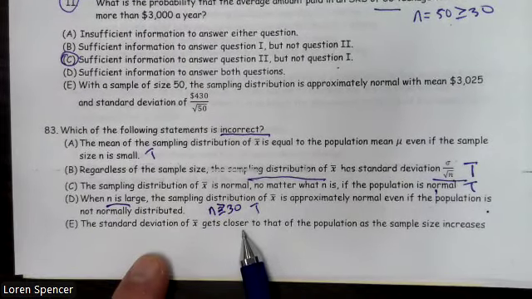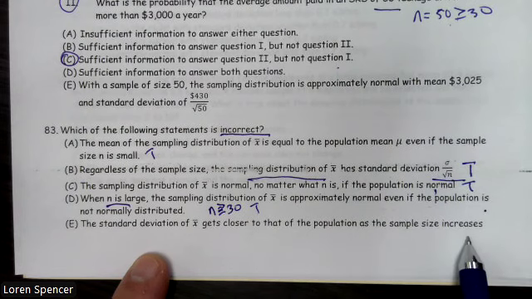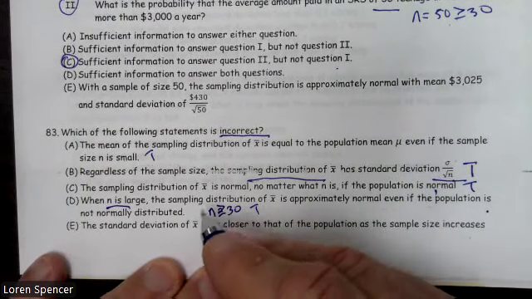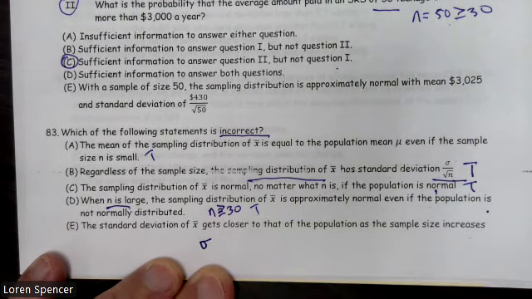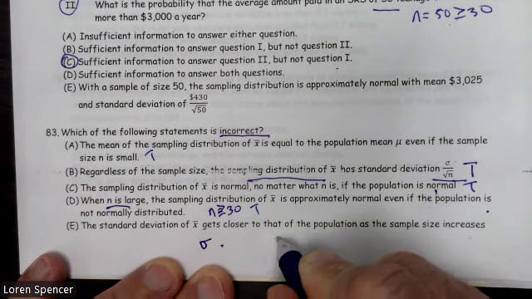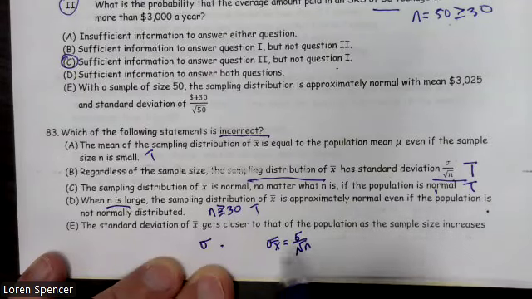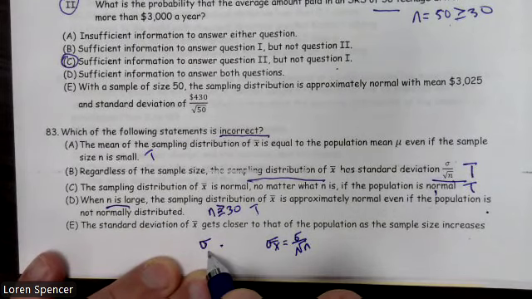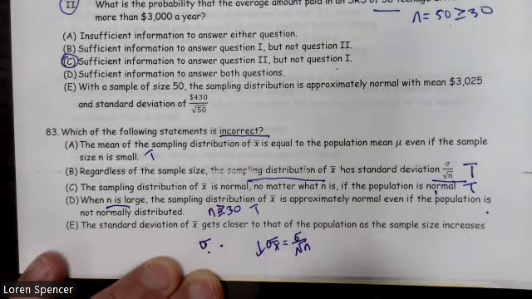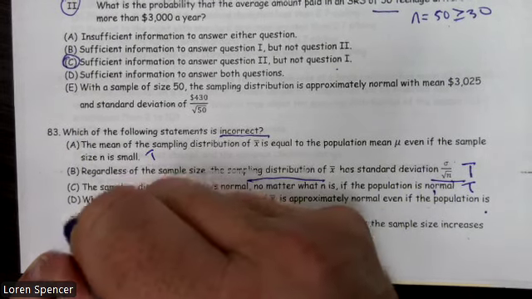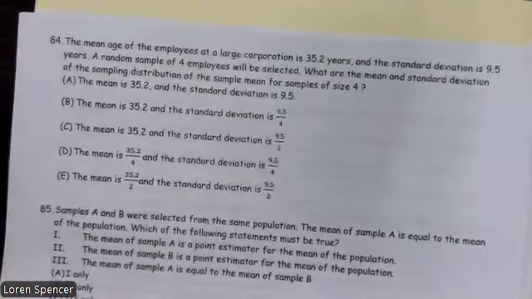All right, the standard deviation of X bar gets closer to that of the population as the sample size increases. No, it doesn't, because the standard deviation of the population is that, while the standard deviation of X bar is the standard deviation divided by the square root of n. So this remains the same, but as n gets bigger, this gets smaller, it gets farther and farther away. As the sample size gets bigger, this gets less close to being the standard deviation of the population. So 83 is 80.